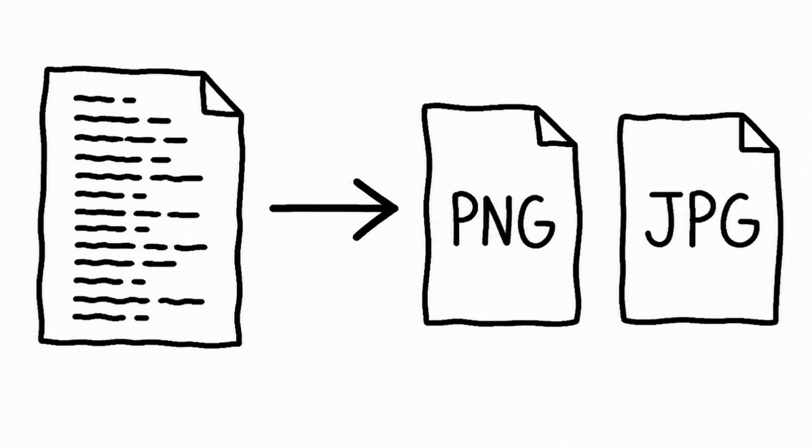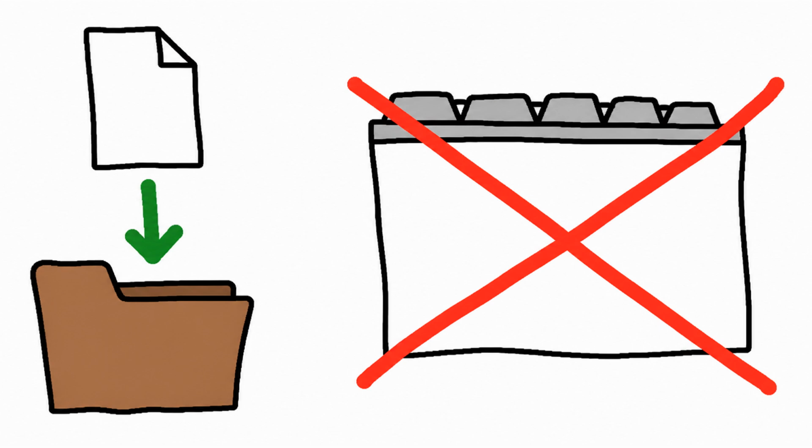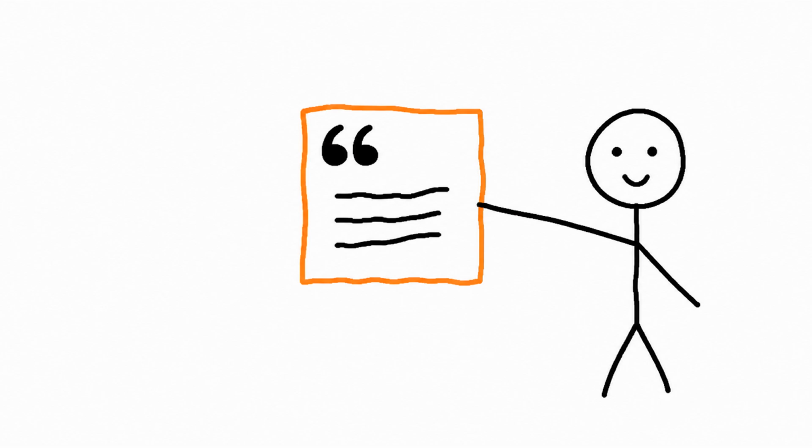Method 2 is the one people miss completely. Claude can write and run code. That means it can produce actual image files. Real PNGs and JPGs you download, not just something that renders in a browser tab. Ask it to build you a quote card. It writes the script, runs it, and hands you the file.